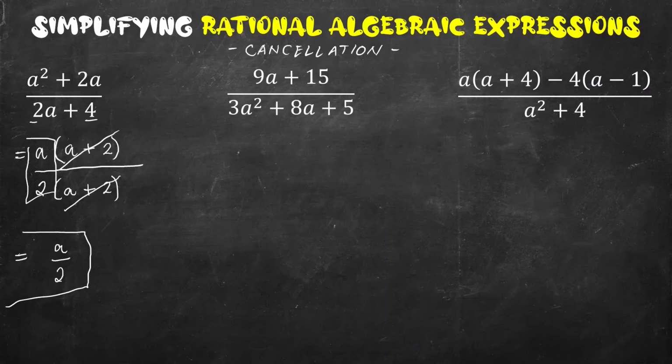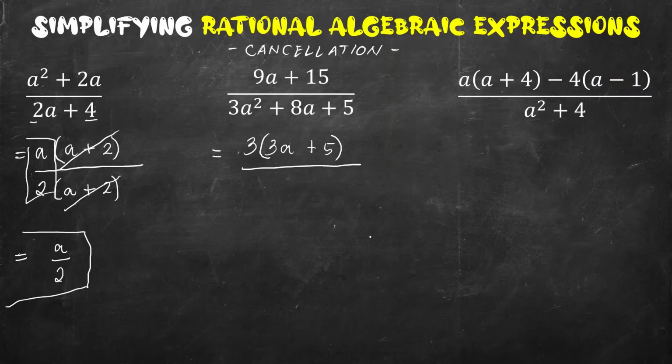Next, we have 9a plus 15 over 3a squared plus 8a plus 5. Okay, the first thing that we need to do is to factor out our numerator and denominator. So si 9a plus 15, ang greatest common factor nila ay 3. So, ilalabas natin si 3. 9a divided by 3, 9 divided by 3 is 3, and then put a. 15 divided by 3 is 5. Over, ano ang factor ni 3a squared plus 8a plus 5?